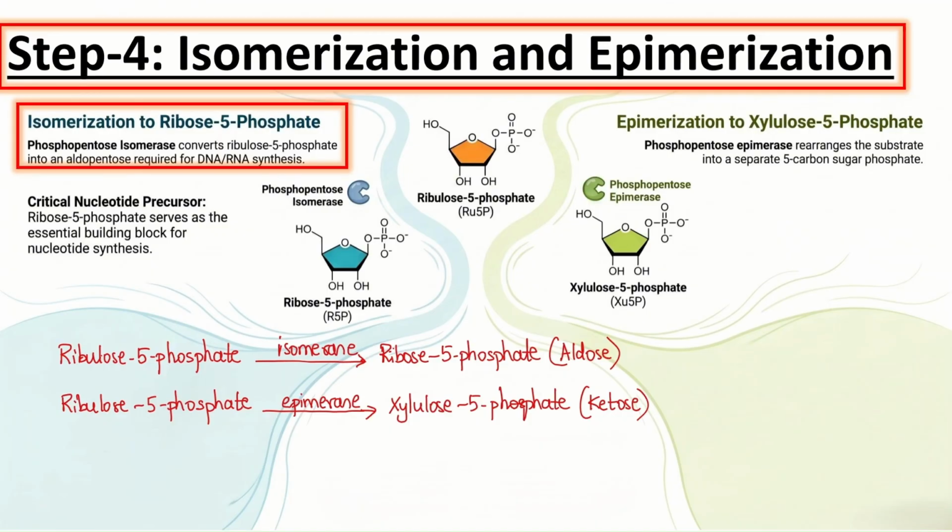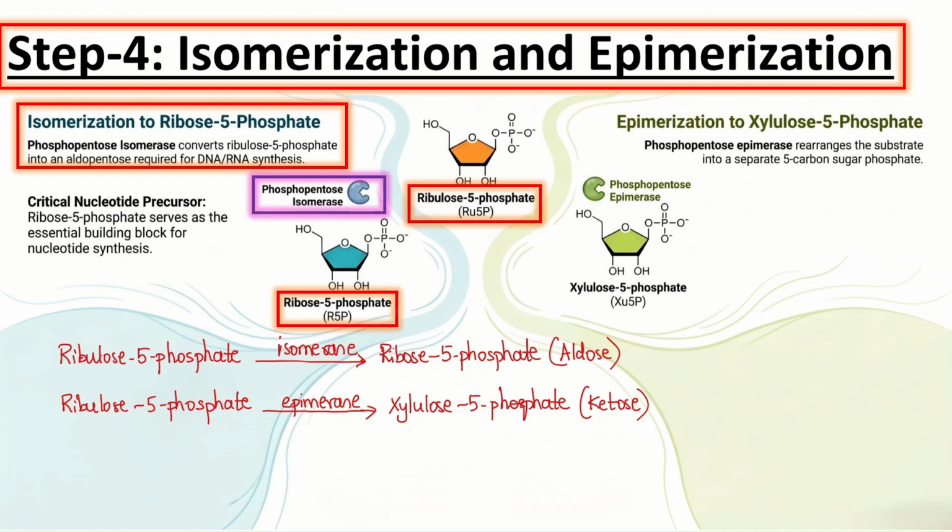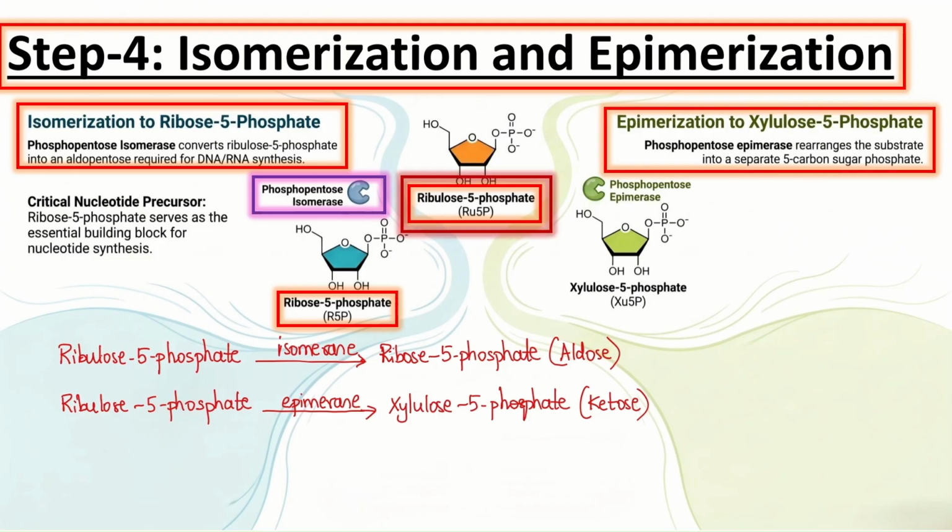In isomerization, a portion of the ribulose 5-phosphate is isomerized to form ribose 5-phosphate, and it is catalyzed by the enzyme phosphopentose isomerase. Now coming to the other reaction, in epimerization, another portion of the ribulose 5-phosphate is epimerized to form xylulose 5-phosphate by the enzyme phosphopentose epimerase.